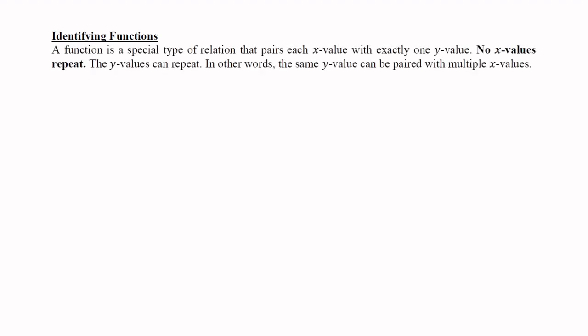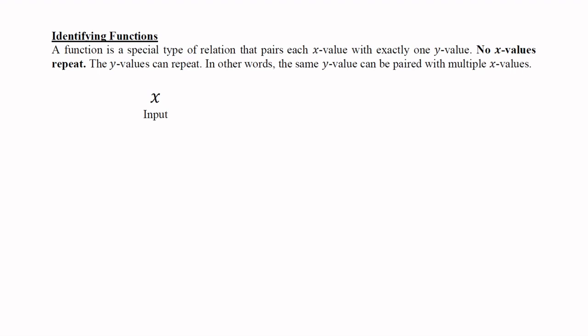Let's wrap up this section by talking about identifying functions. A function is a special type of relation that pairs each x value with exactly one y value. No x values repeat. The y values can, however, repeat. In other words, the same y value can be paired with multiple x values. You just cannot have the same x value repeat.